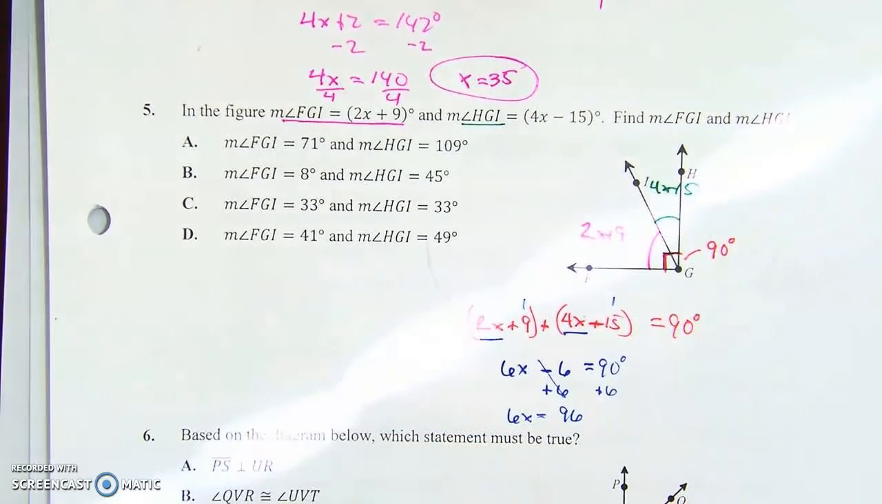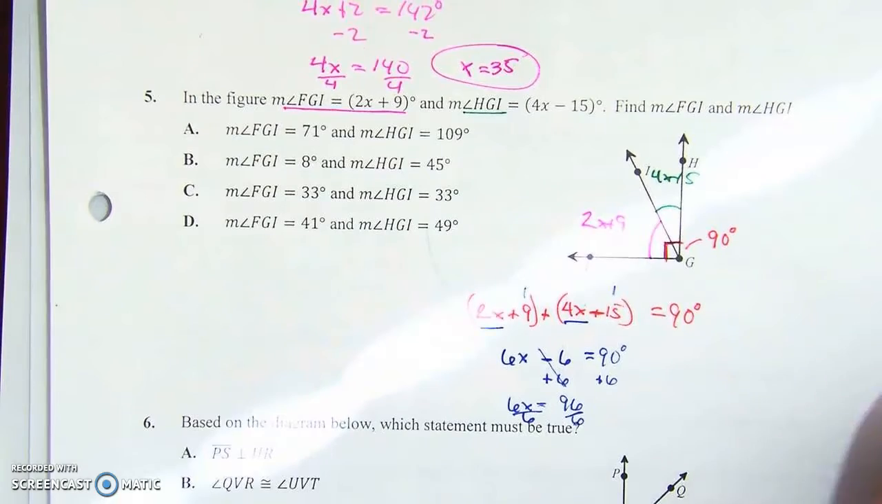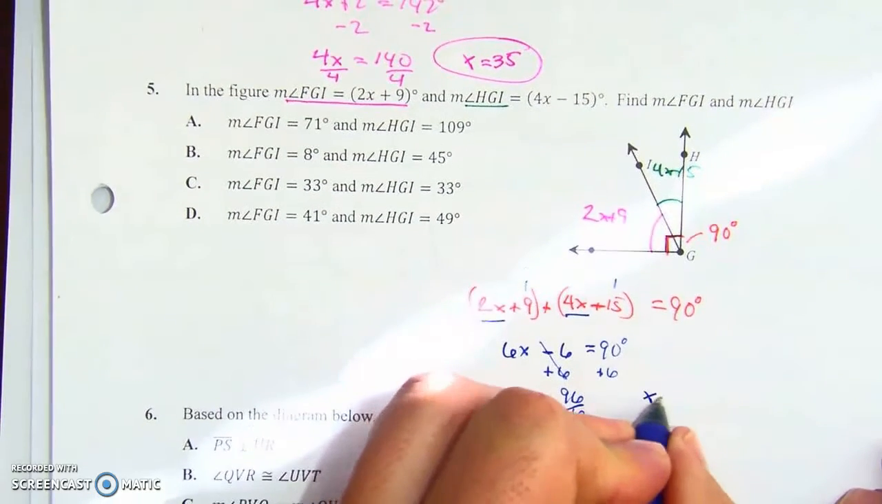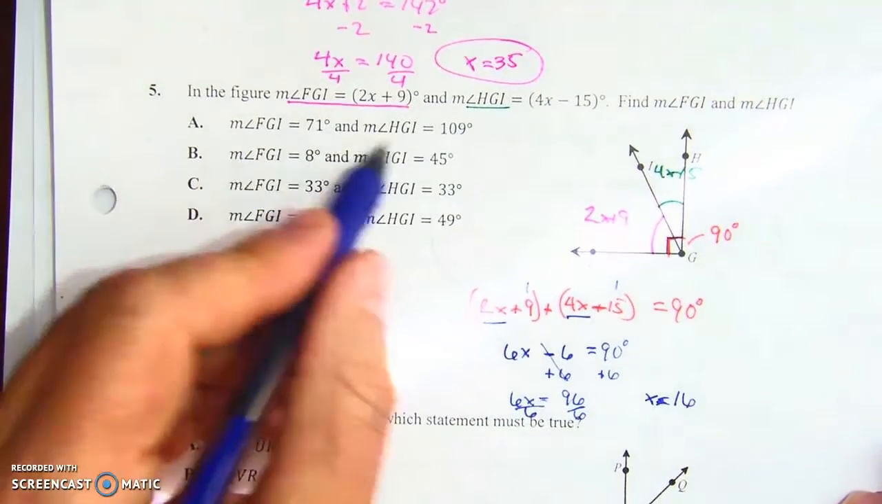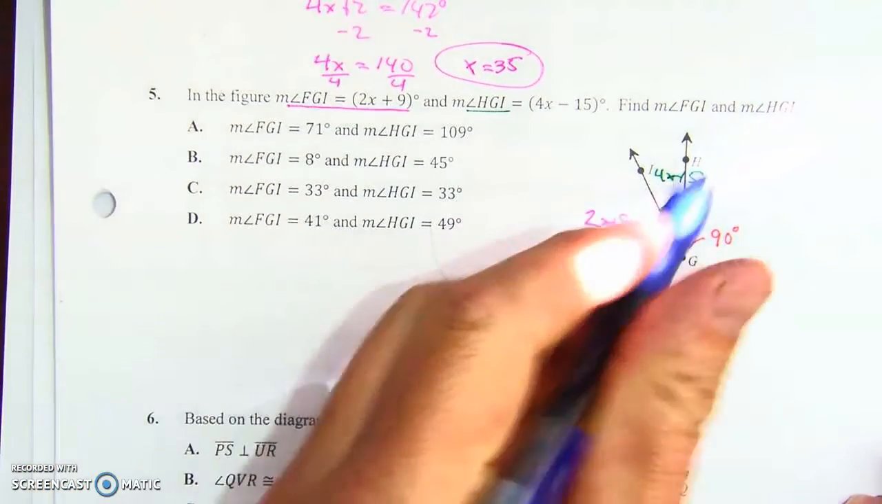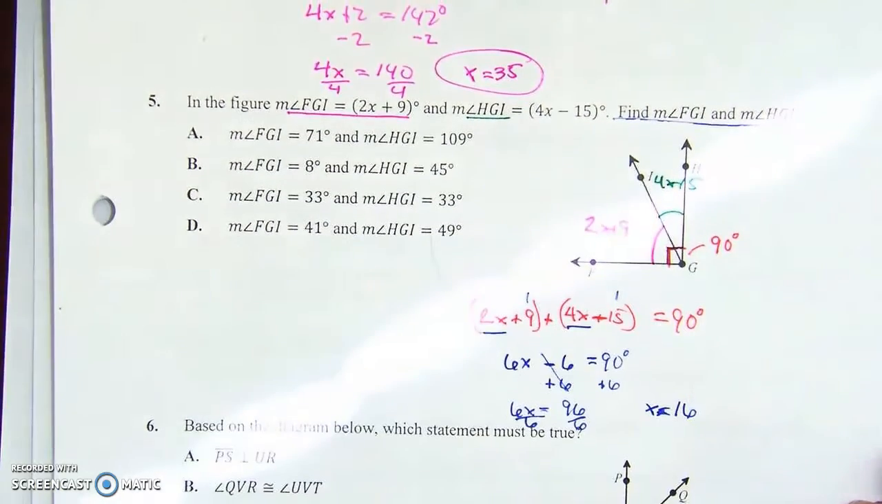I get my calculator out because I'm going to divide both sides by 6 here. So 96 divided by 6 gives me x equals 16. Now you notice that none of these answers up here have a 16 in them, because guess what we need to do? We need to find the measurement of both of these angles.